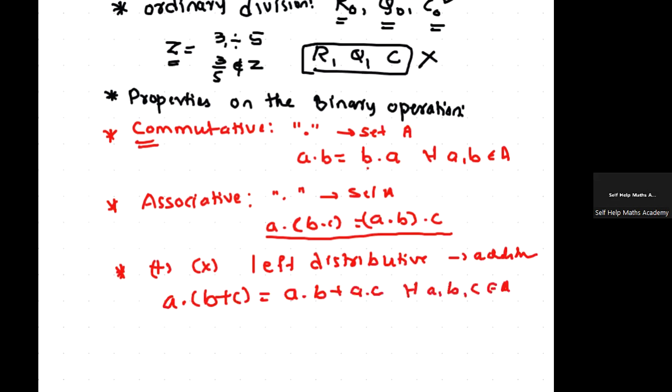And similarly, we can call the same as right distributive if (B plus C) dot A is equal to B dot A plus C dot A. Again, this is true for all A, B, C belongs to A. If that is the case, we call them left distributive over the addition and right distributive over the addition. Okay, so this is important.